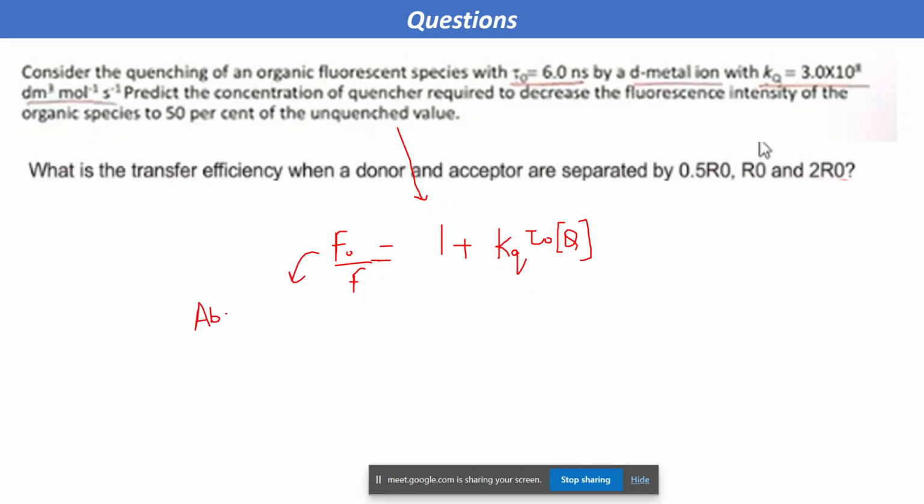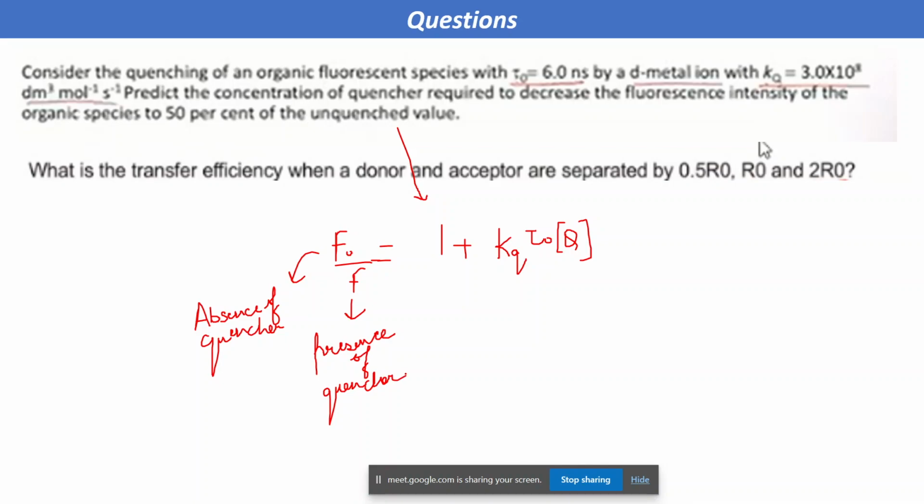You can write I also. It is in the absence of quencher, while F is the fluorescence intensity in the presence of quencher. So what is a quencher? What does it do? It decreases the fluorescence intensity. Correct.